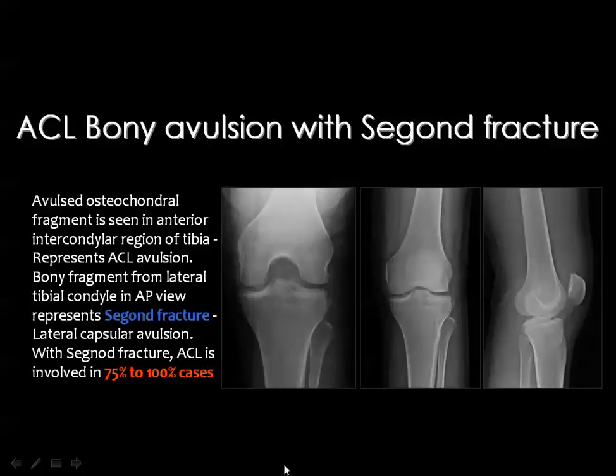Another sign is known as the Segond fracture. The Segond fracture is a very small sheet of bone which is avulsed from the lateral tibial condyle, which is best seen on plain X-ray and can also be seen by CT, and is difficult to appreciate in MR imaging. This sign, the Segond fracture, is supportive of ACL rupture in about 75% to 100% of cases.